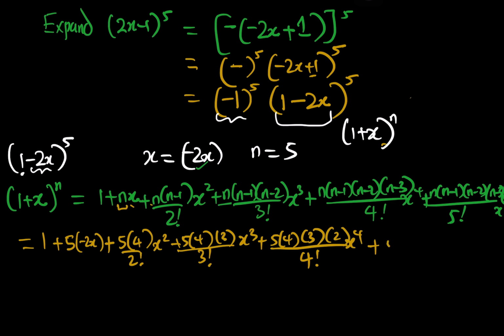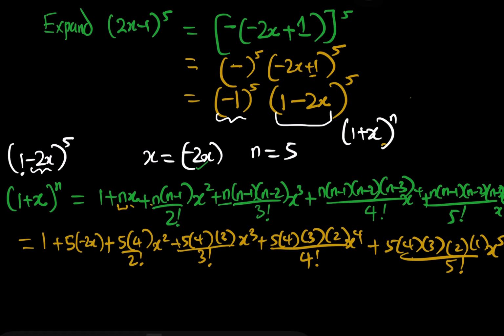plus 5, 4, 3, 2, 1 divided by 5 factorial, multiplied by x to the power 5, in that order. Okay. All right. So we're going to have 1 minus 10x, for this and this, minus 10x. Now, this 2 factorial is just 2 times 1, which will clear off one of the 2 for 2 times 2, which is 4. So it's going to be 10. It's going to be plus 10x squared.